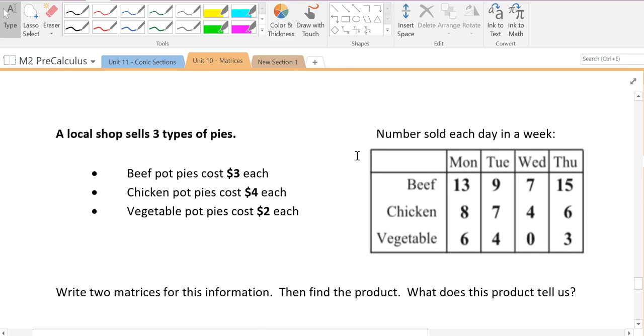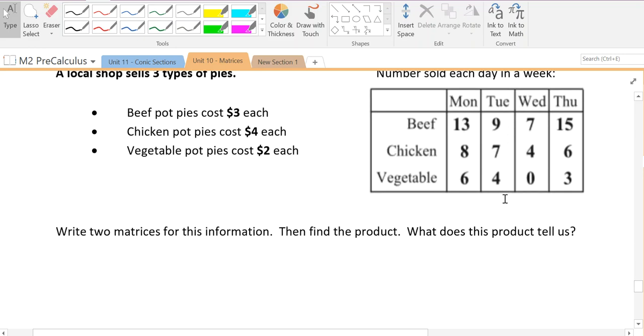I'd like you to pause the video and try this one. A local shop sells 3 types of pies. Beef pot pies cost $3 each. I don't want to think about what the ingredients must be. Chicken pot pies cost $4 each. These are individual sizes too, not whole family. And vegetable pot pies cost $2 each. The number sold each day in a week is given by that lovely table. Write 2 matrices for this information, then find the product. What does the product tell us?